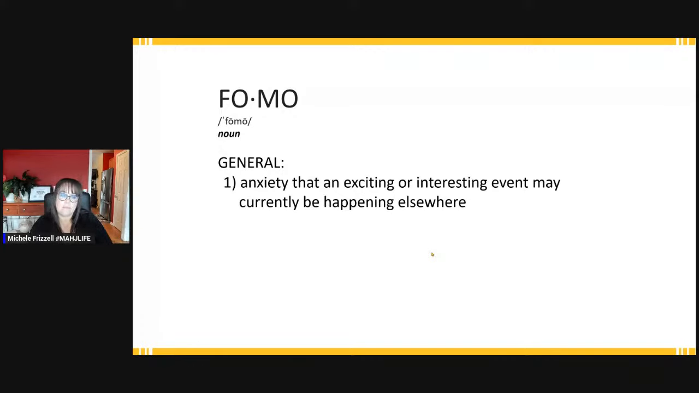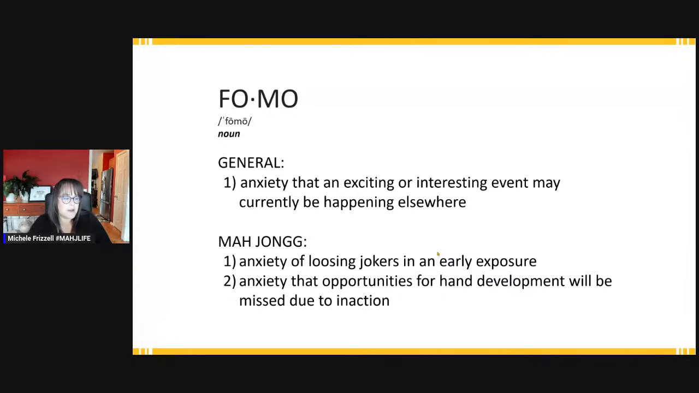In urban slang, it's the anxiety that an exciting or interesting event may currently be happening elsewhere. And you have this fear of missing out. That can apply to Mahjong. In Mahjong, fear of missing out is the anxiety of losing jokers in an early exposure, or anxiety that opportunities for hand development may be missed due to inaction. We have FOMO in Mahjong.